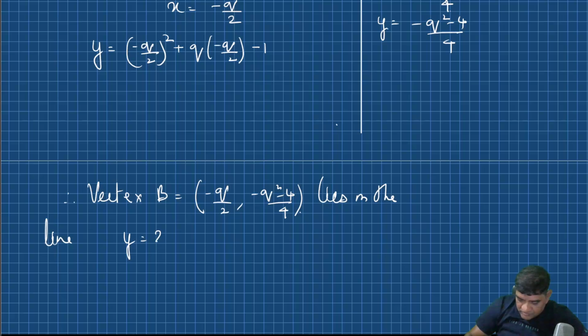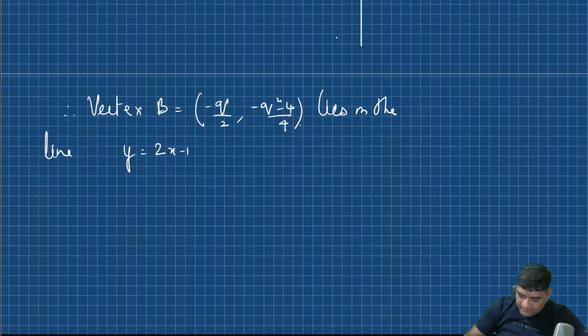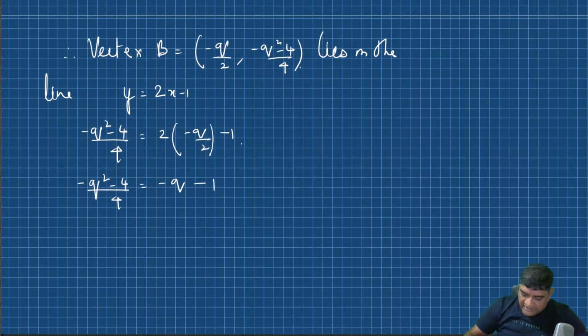This lies on the line y equals 2x minus 1. I substitute that point: minus q squared minus 4 divided by 4 is equal to 2 times minus q by 2 minus 1. The 2 and 2 will get cancelled, so I remain with minus q squared minus 4 divided by 4 as equal to minus q minus 1. Again, taking an LCM, I have minus q squared minus 4 is equal to minus 4q minus 4. The 4 and 4 will obviously get cancelled.